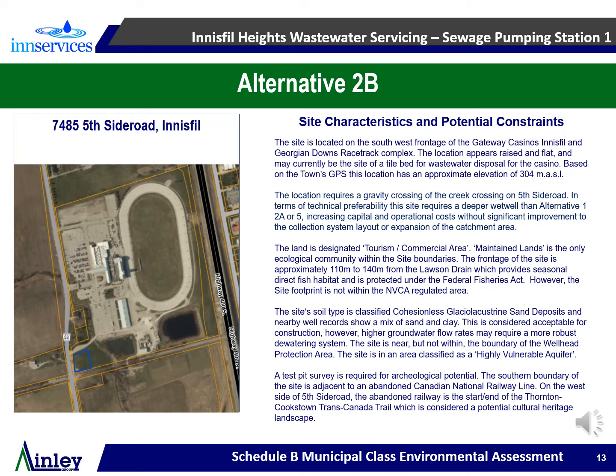Alternative 2B, Site Characteristics and Potential Constraints. This slide presents site location for Alternative 2B at another part of 7485 on the 5th Side Road. The site characteristics and potential constraints are provided outlining technical, environmental, social, and cultural considerations.